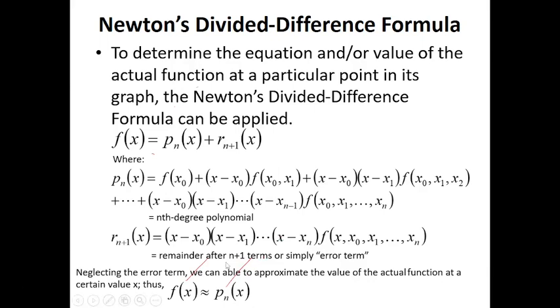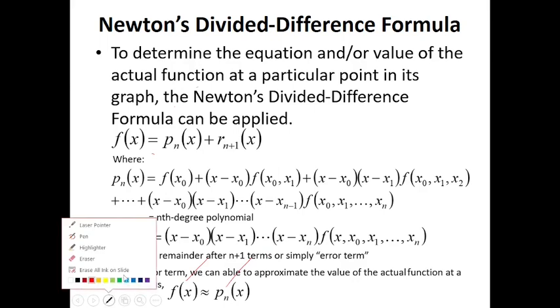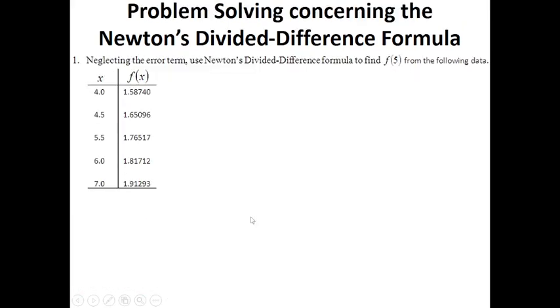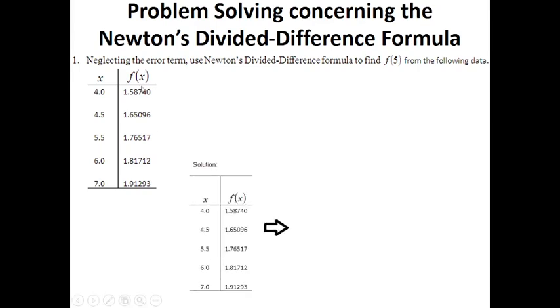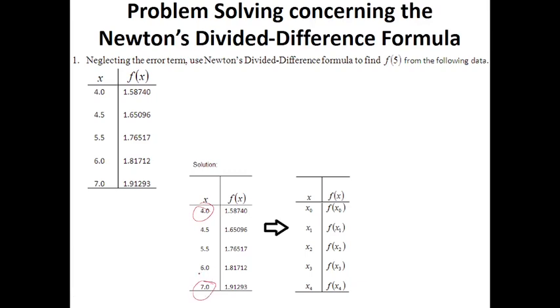So, let's answer a problem regarding this topic. We have: neglecting the error term, use Newton's divided difference formula to find f of 5 from the following data. So, ito yung data natin, 4, 4.5, 5.5, 6, 7. And tapos ito yung mga f of x values. So, solution, okay, arrange muna natin sa ganito. They are arranged from lowest to highest in ascending order, 4 to 7. So, magiging x sub 0, x sub 1 hanggang x sub 4 yun.